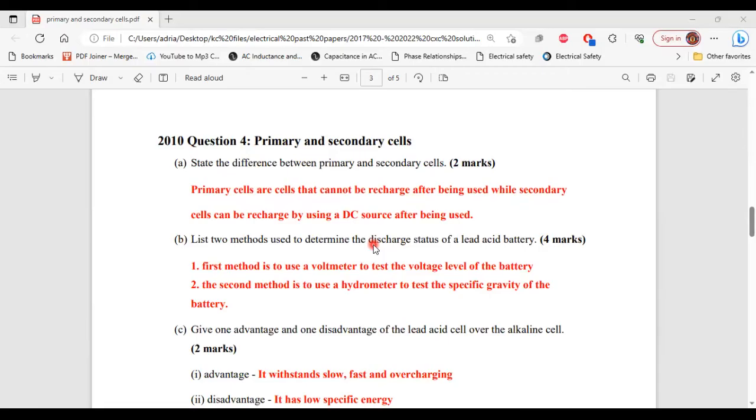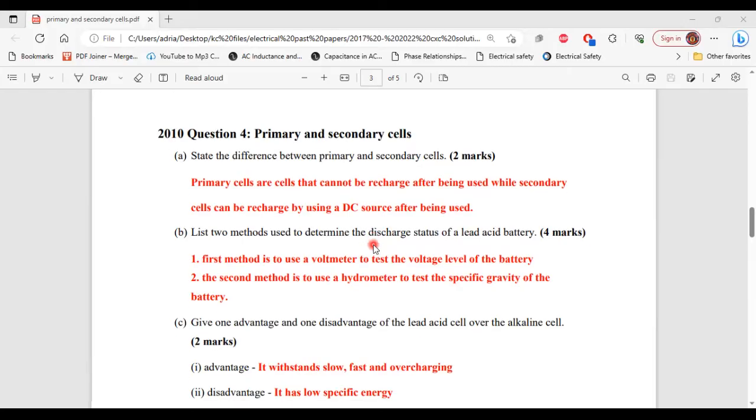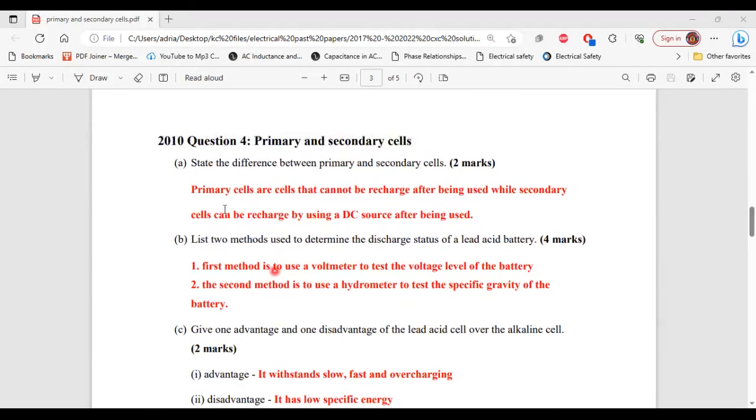So this question is question 4 from the 2010 past paper. Part A, it says state the difference between primary and secondary cells. So primary cells are cells that cannot be recharged after being used, while secondary cells can be recharged by using a DC source after being used.